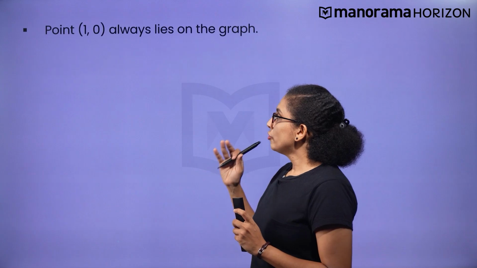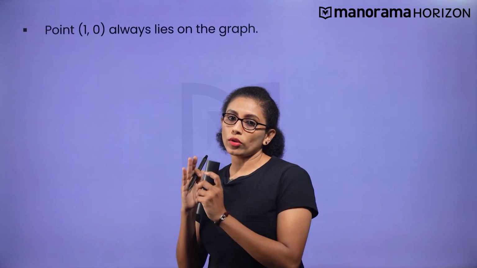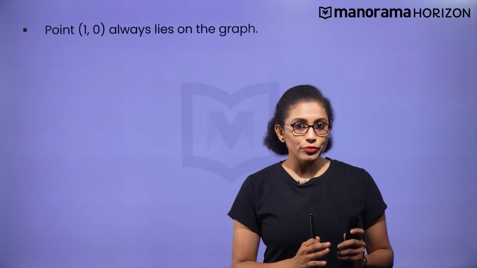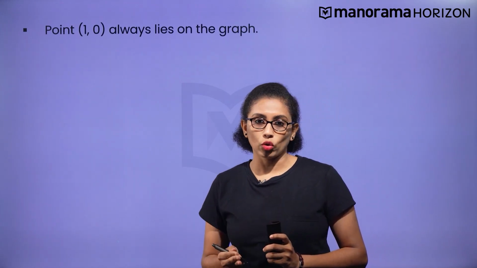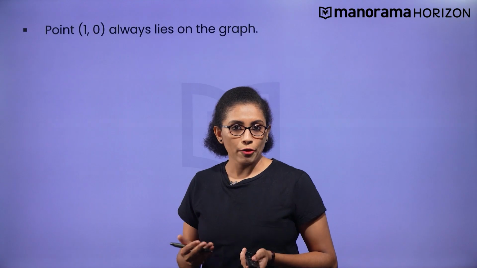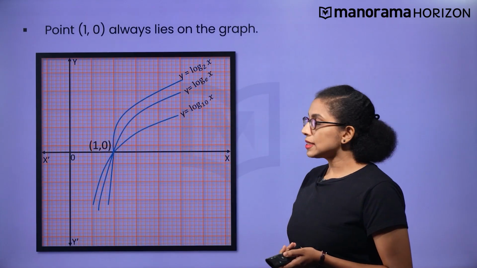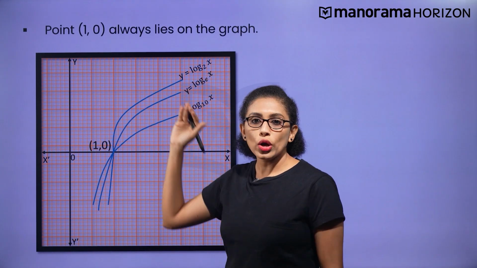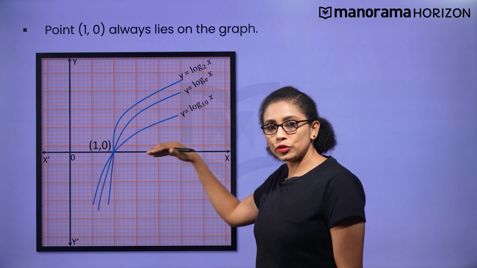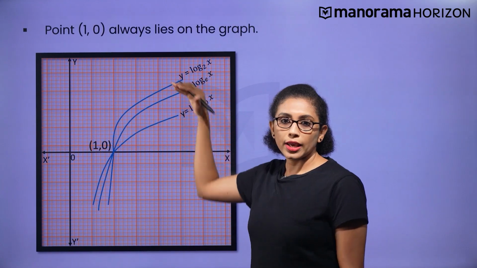The point (1, 0) always lies on the graph. If the value of x is 1, the value of y is log 1, which is nothing but 0 for any base b greater than 1. And as the value of x increases, the value of y also increases. As we move from left to right, the graph rises.